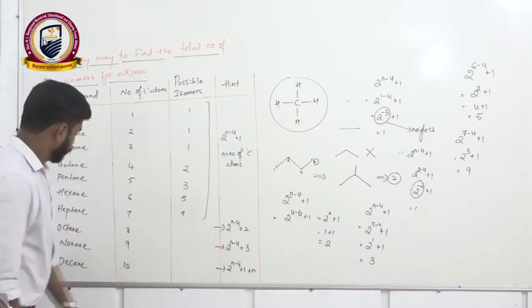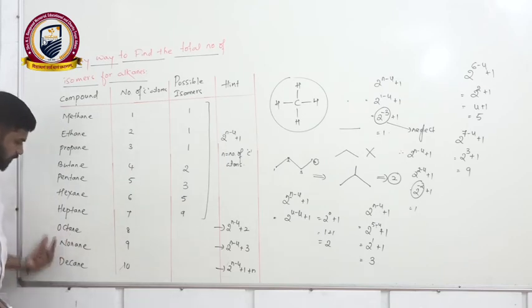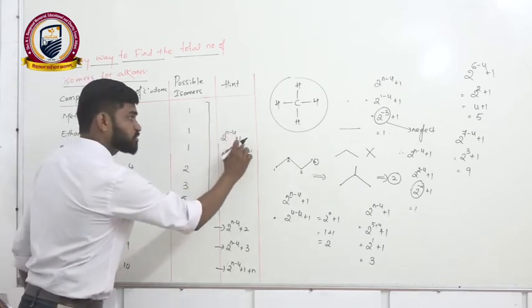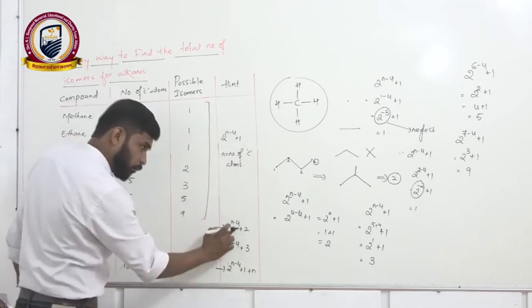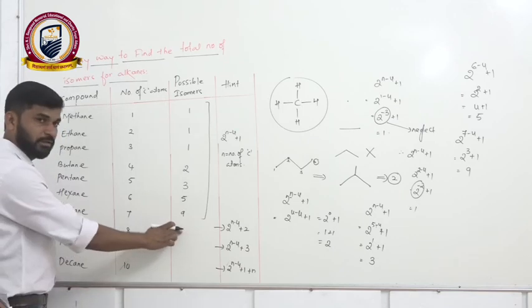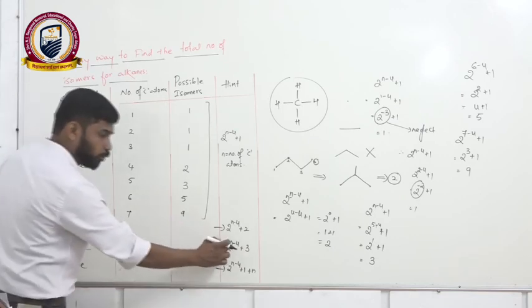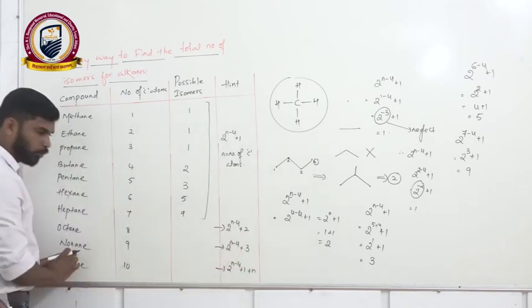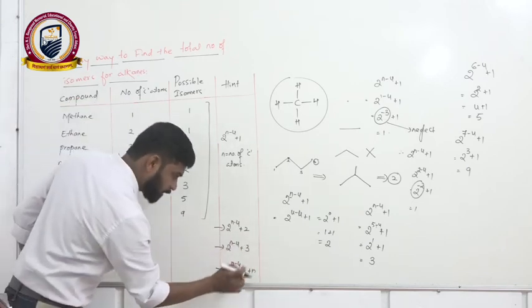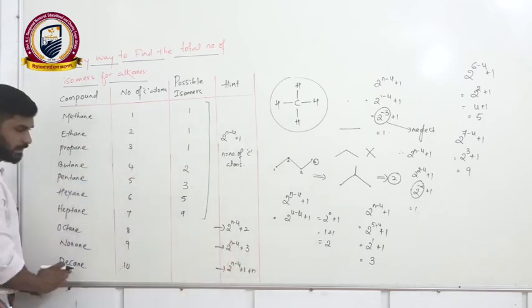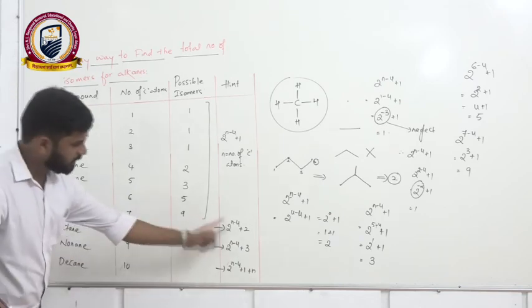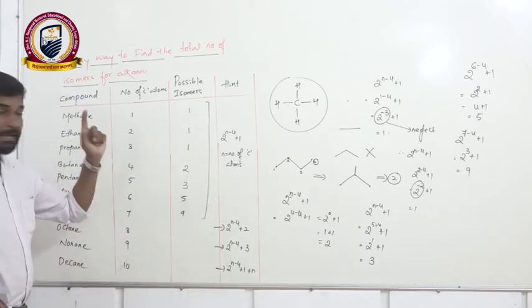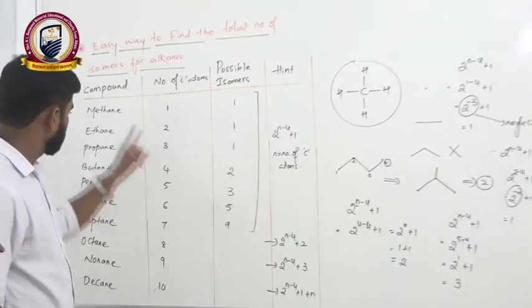This is the trick to find out the total number of possible isomers for octane, nonane and then decane. So 2 raised to n minus 4 plus 1 is for up to heptane. And for octane, 2 raised to n minus 4 plus 2, you will get the total number of isomers possible for octane. 2 raised to n minus 4 plus 3 will be for nonane. 2 raised to n minus 4 plus 1 plus n will be for decane. Where n is the number of carbon atoms present in the given alkane. Okay. So this is a trick. You can follow it to calculate the total number of possible isomers for the given alkanes.